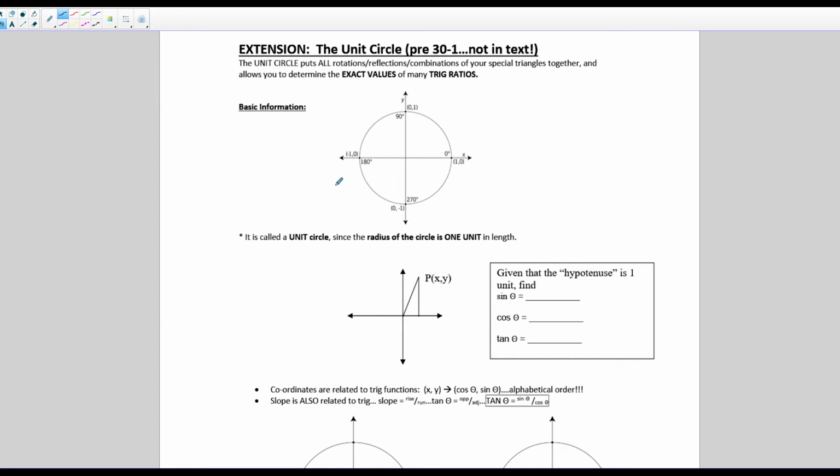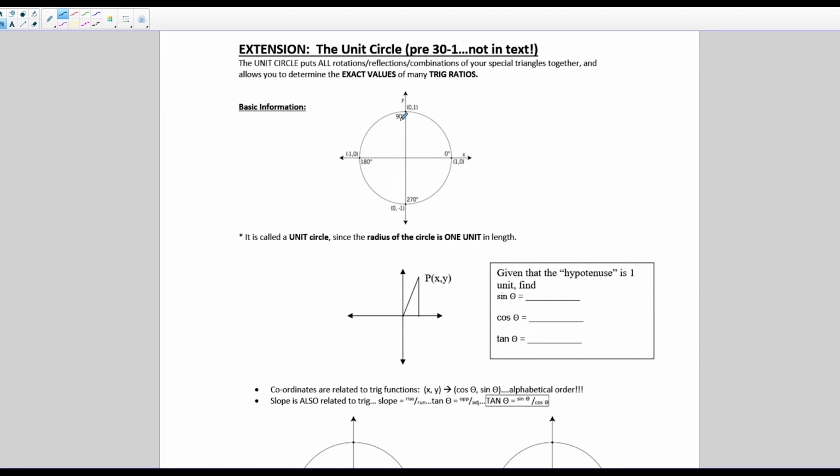Now, the unit circle is primarily used in Math 30-1, so the next course after Math 20-1. But really what it does is it puts all of the special triangles together and helps us determine the exact values of a whole bunch of different trig ratios.